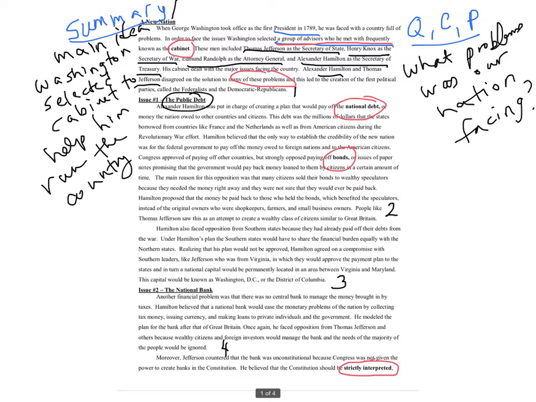Alexander Hamilton was put in charge of creating a plan that would pay off the national debt, or money the nation owed to other countries and citizens. This debt was the millions of dollars that the states borrowed from countries like France and Netherlands, as well as from American citizens during the Revolutionary War effort. Hamilton believed that the only way to establish credibility of the new nation was for the federal government to pay off the money owed to foreign nations and to the American citizens.